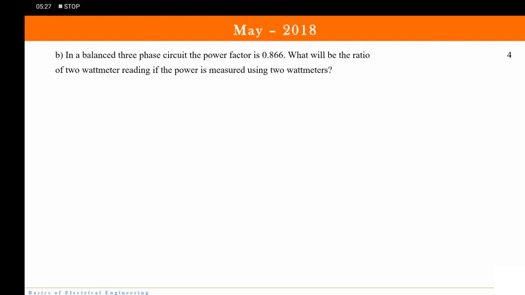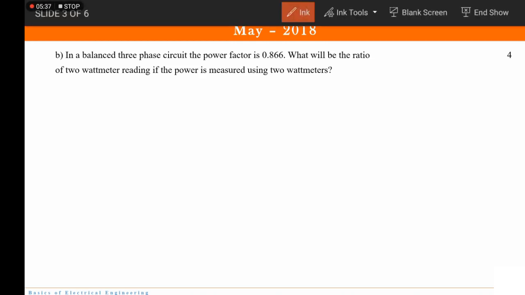In a balanced three-phase circuit, the power factor is 0.866. What is the ratio of the two wattmeter readings? Here the power factor is given, which is 0.866. We represent power factor as cos phi, so we get phi from cos inverse of 0.866. So phi becomes 30 degrees. Correct?